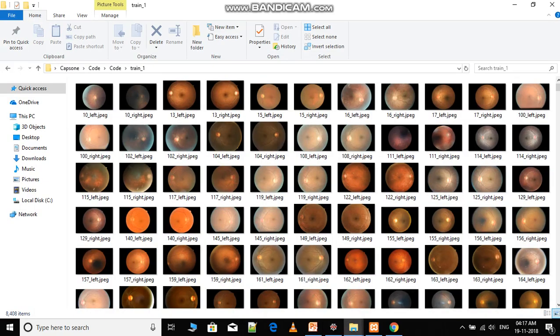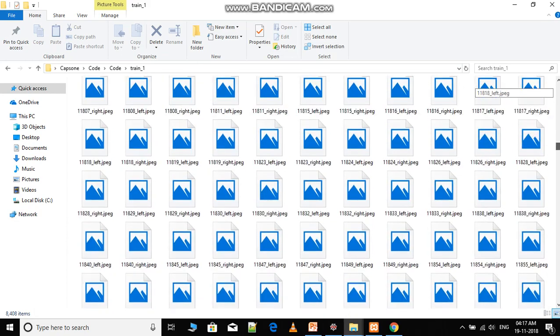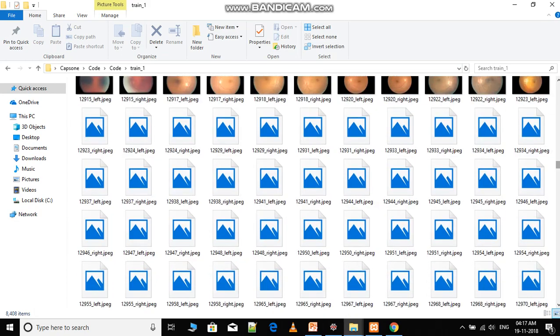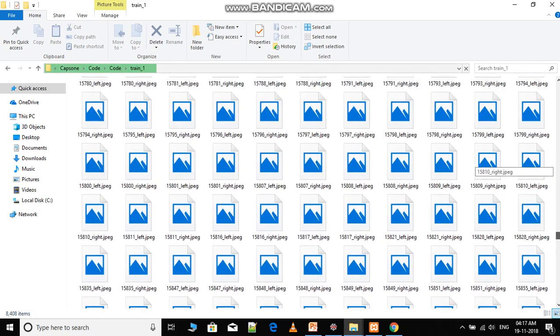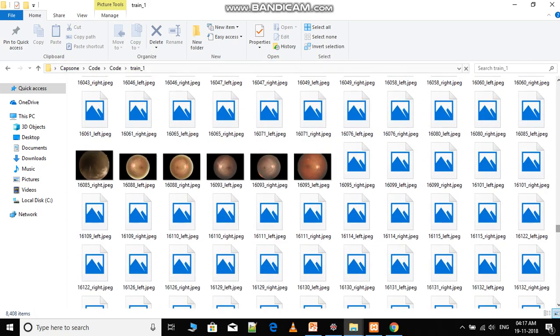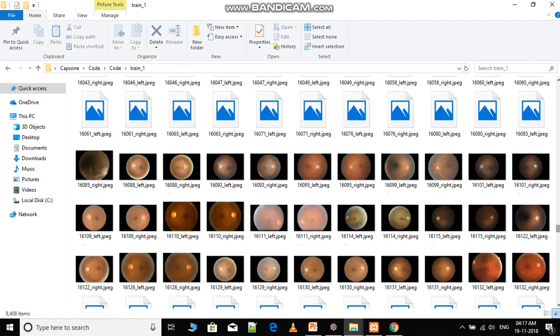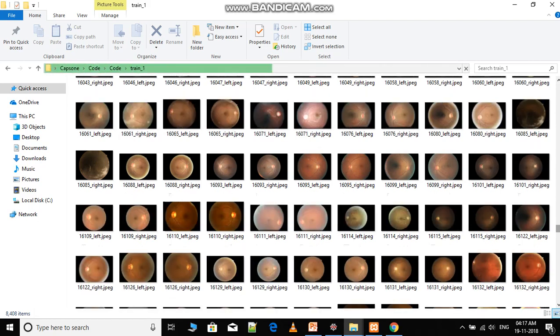We have obtained our dataset from a well-known website called Kaggle. Kaggle is famous for hosting machine learning competitions. The dataset initially consisted of around 8,500 images. There is one interesting observation about this dataset.